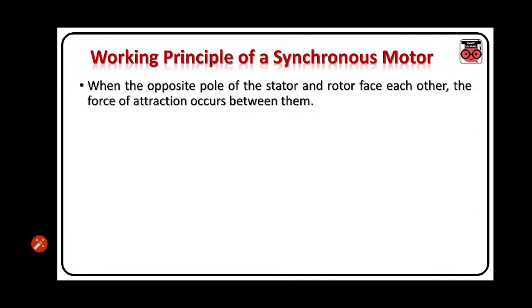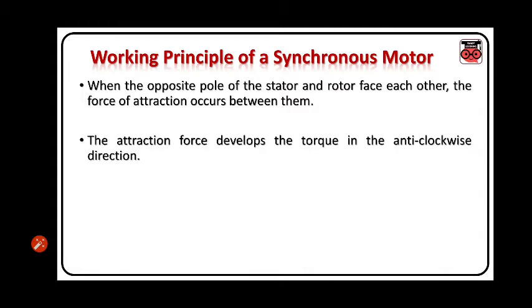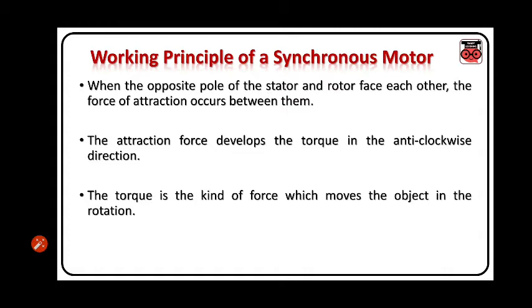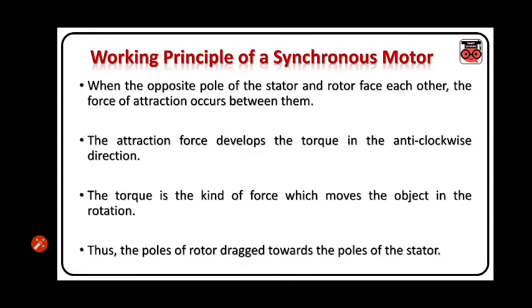When the opposite poles of the stator and rotor face each other, the force of attraction occurs between them. The attraction force develops the torque in the anti-clockwise direction. The torque is the kind of force which moves the object in rotation. Thus, the poles of the rotor are dragged toward the poles of the stator.